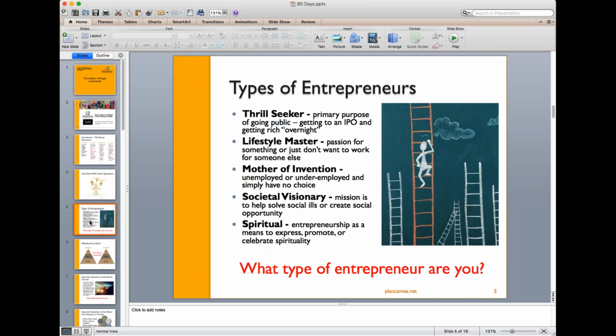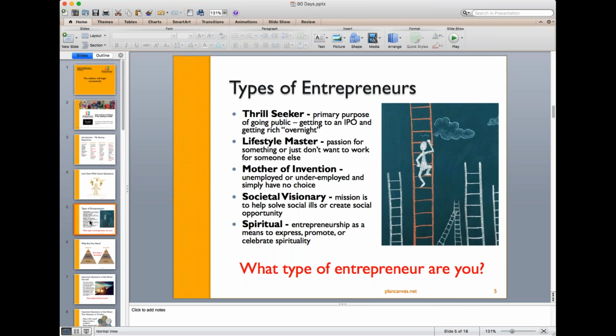Then there's the lifestyle entrepreneur. This is somebody that has a passion for something that they're doing, or they just don't want to work for someone else, or want a little bit more freedom in their schedule. But it's more about the lifestyle than anything else. There's another category that I call the mother of invention. So this is somebody that just really doesn't have any choice. They don't have any income, or they're unemployed or underemployed, and they've got to do something. So they start some kind of business for themselves just to be able to put some food on the table and pay a few bills. There's also the social entrepreneur.